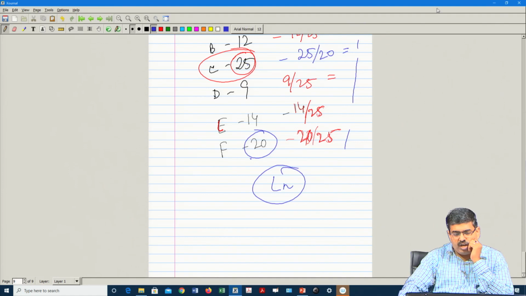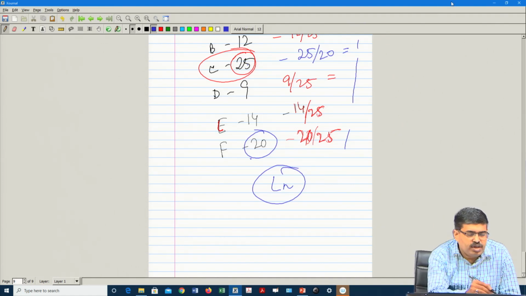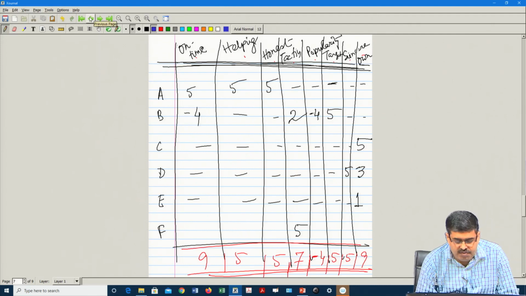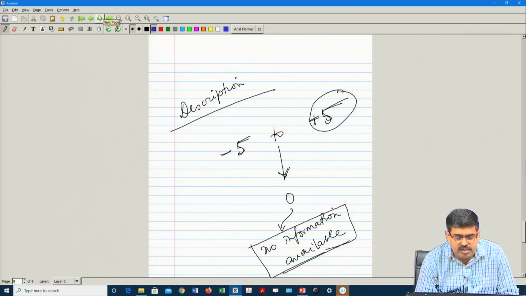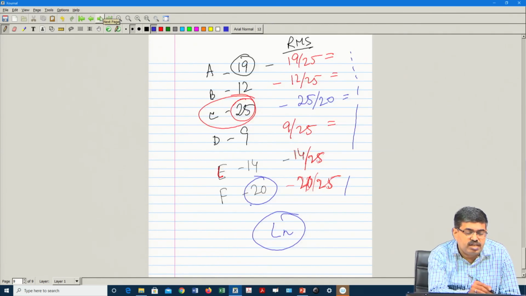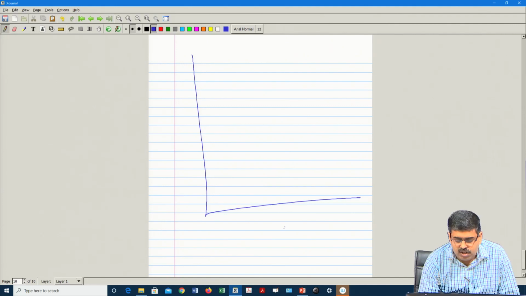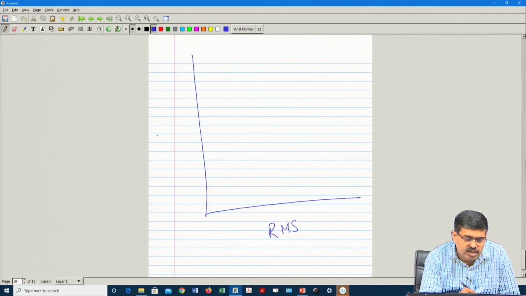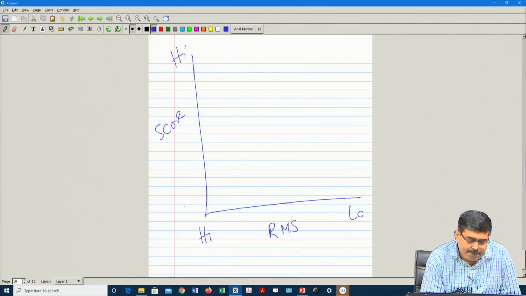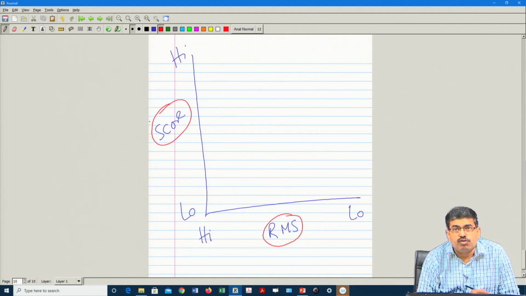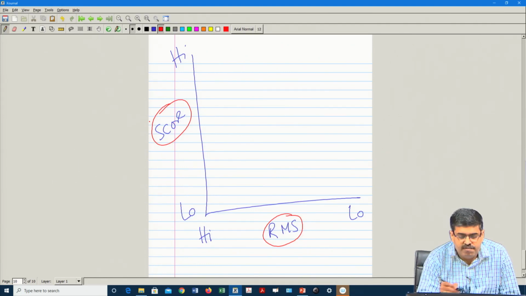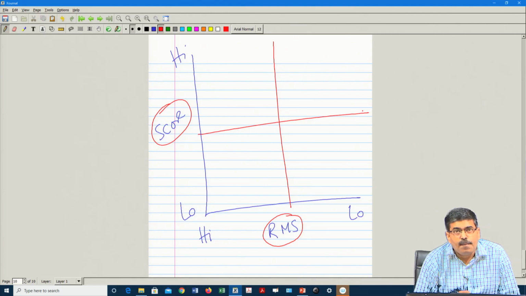So, now basically what are we having? On one side we have the scores of these people, 9, 5, 5, 7, 4, and on the other side you have the relative market share. So now let us draw a matrix. On one side you have the relative market share, and on the other side you have the score. So low, high, low, high.